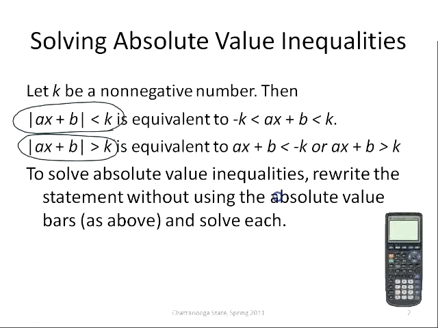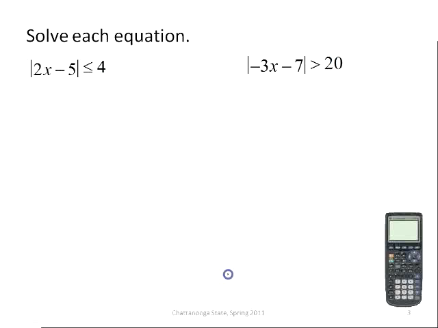In order to solve our absolute value inequalities, what we have to do is take it from this form and rewrite it as this, or this form and rewrite it as this. So these two statements here, you will be referring to quite a bit. You will need to know how to rewrite your inequality statement. So let's take a look at a couple of problems.